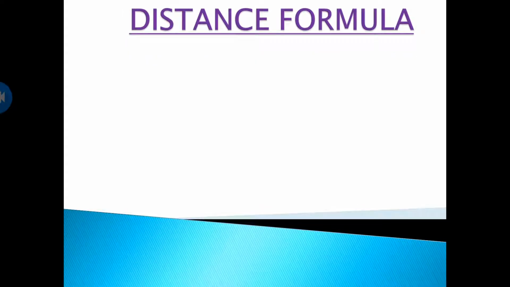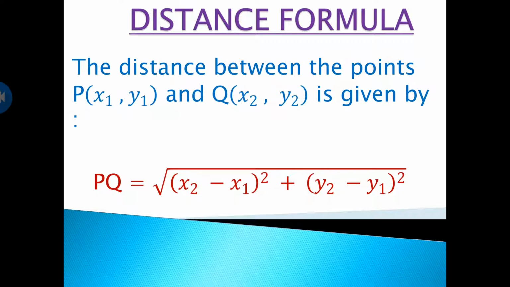Children, in the previous class we learned a very important formula, the distance formula, which states that the distance between the points P(x1, y1) and Q(x2, y2) is given by PQ equal to under root (x2 minus x1) the whole square plus (y2 minus y1) the whole square. Children, today I am going to discuss few questions related to the applications of distance formula.